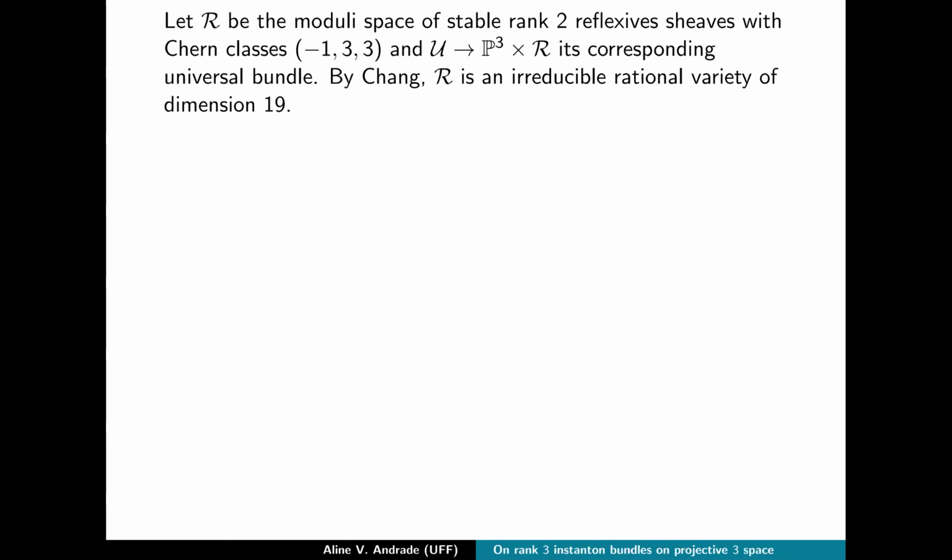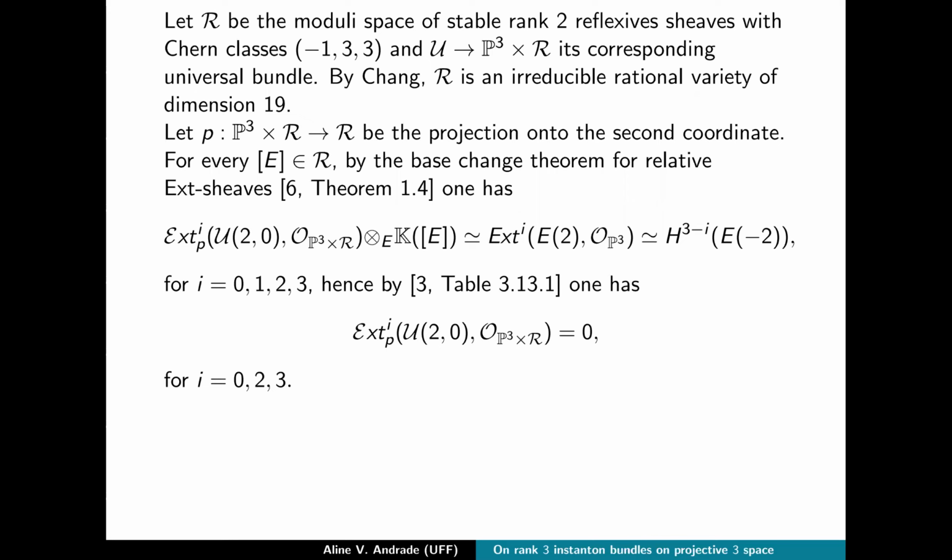So for every point in the moduli space of rank 2 stable reflexive sheaves, by the base change theorem for relative Ext sheaves, we have the following. So these Ext1 sheaves obtained by the universal bundle over here are isomorphic to these Ext2 of the Y's over here. And these guys we know that are isomorphic to these cohomologies over here.